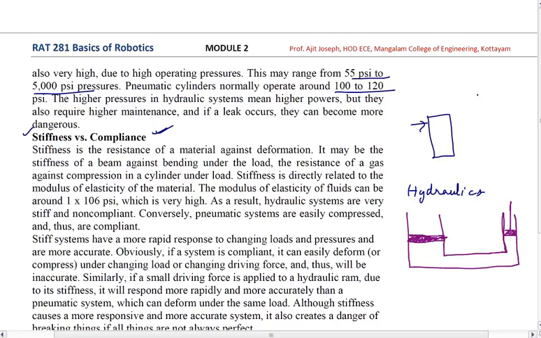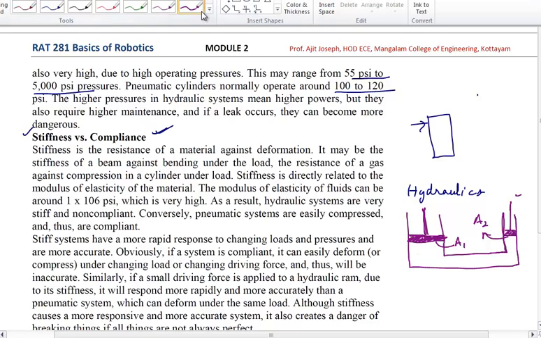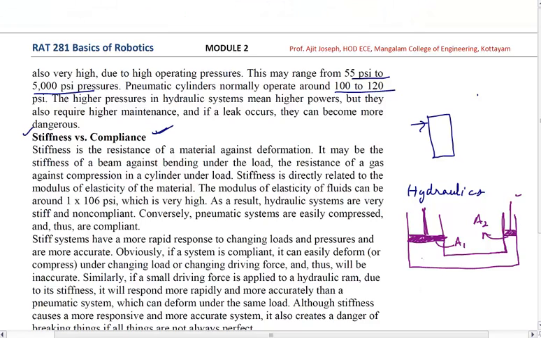Basically, the hydraulic system works in this way: the surface area here is different from the surface area here. So whatever pressure you are applying here gets multiplied, and it reaches the other side. There is fluid in between, and this fluid is stiff.